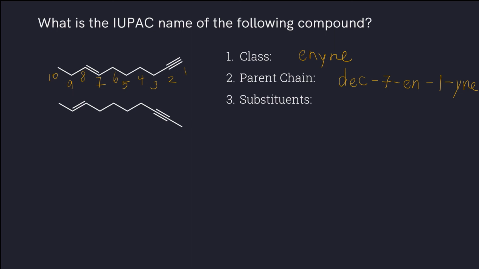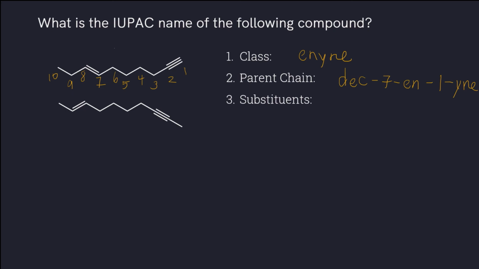This is the reason why IUPAC prefers that you put the number beside the thing that it is describing, so that there is less ambiguity in the name. So this compound has no substituents, and therefore this is the final name of the compound.